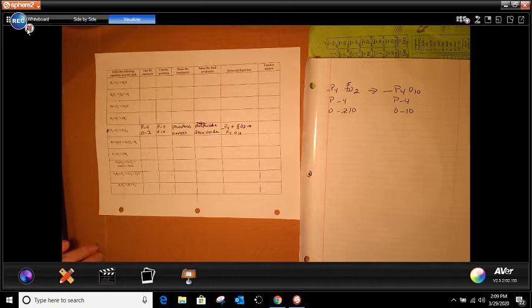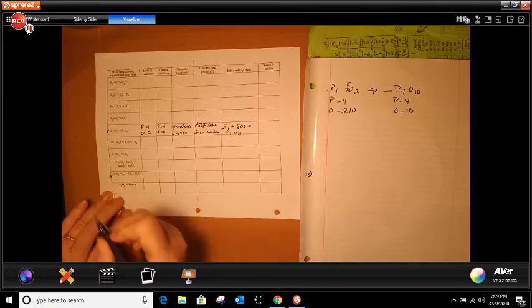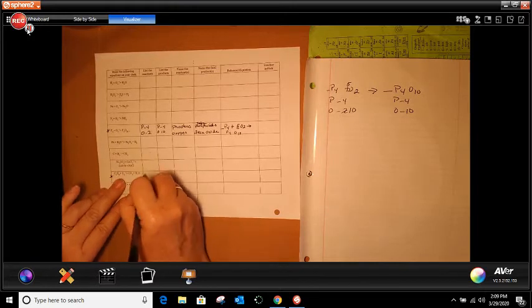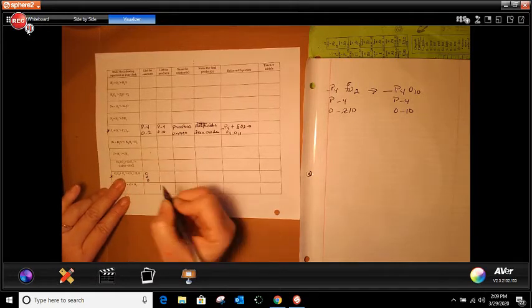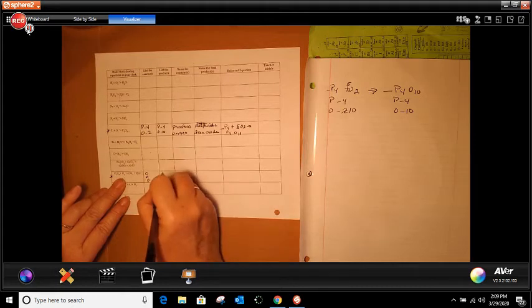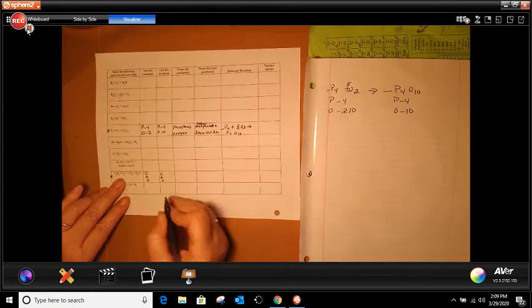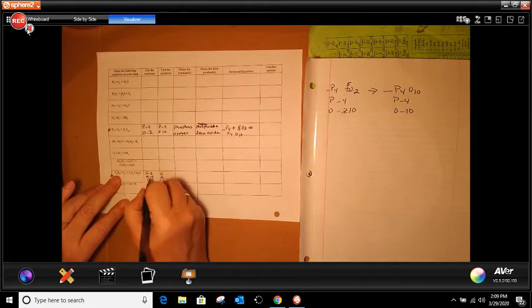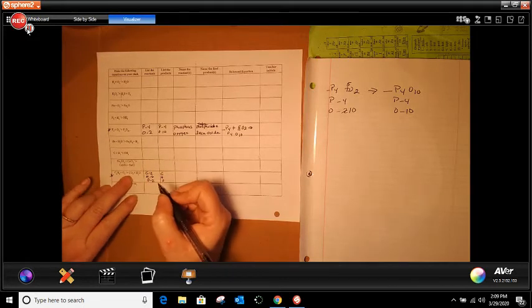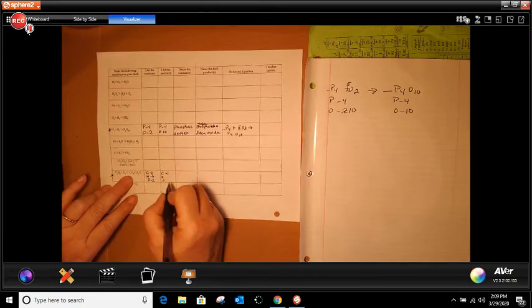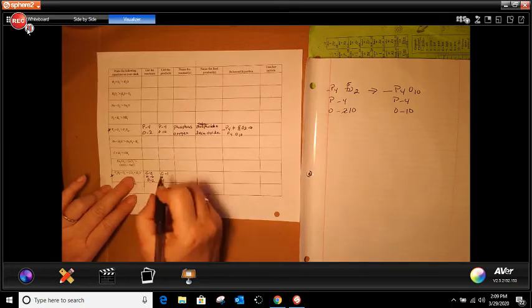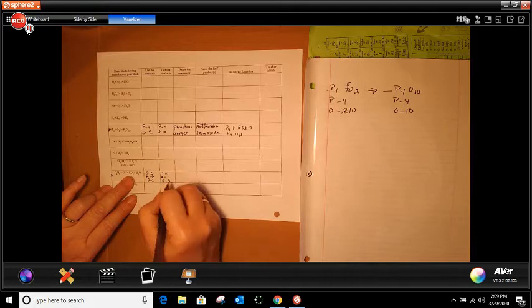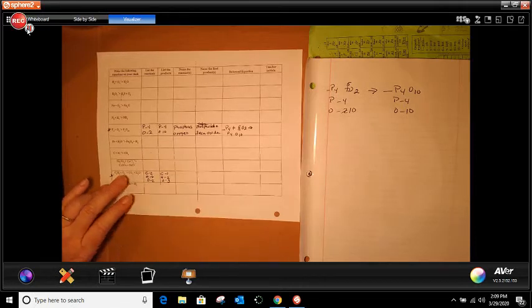Let me choose this one. That one looks awful long. Okay, so I have carbon, hydrogen, and oxygen, right? Carbon, I have 2. Hydrogen, I have 6. Oxygen, I have 2. Carbon, I have 1. Oxygen, I have 2 plus 1, which is 3. And hydrogens, I have 2.